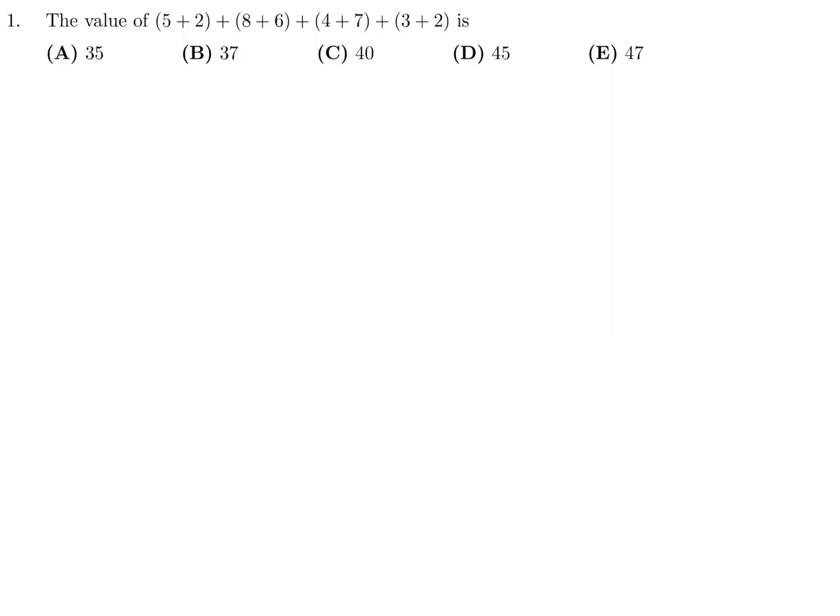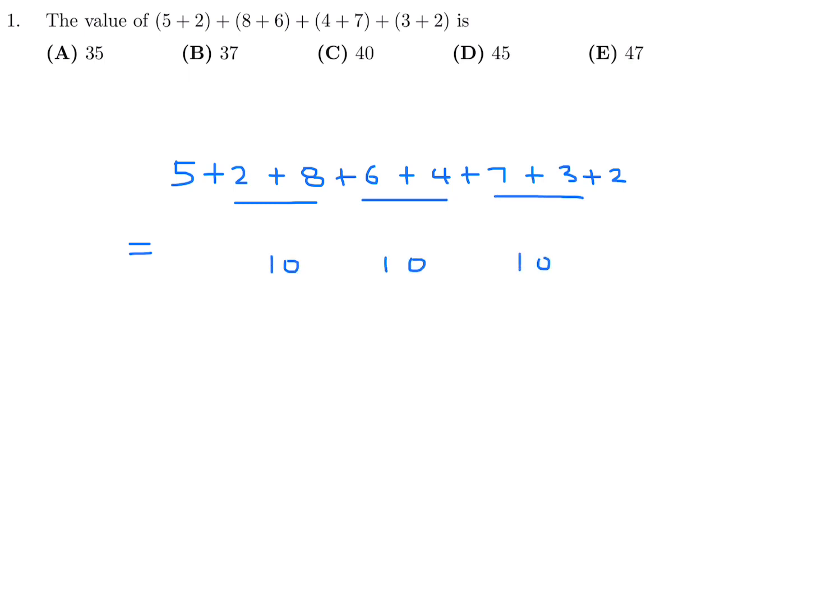The value of this expression is, so we got 5 plus 2 plus 8 plus 6 plus 4 plus 7 plus 3 plus 2. Now, not sure why they put these brackets in, because that kind of makes you not do something quick, which is just add up these guys, and that's just 10, 10, and 10. And then the last two, of course, 5 and 2 add up to 7. And very quickly you can get 37. It doesn't really matter which way you do it. Simple addition question. Number 1, therefore the answer is B.